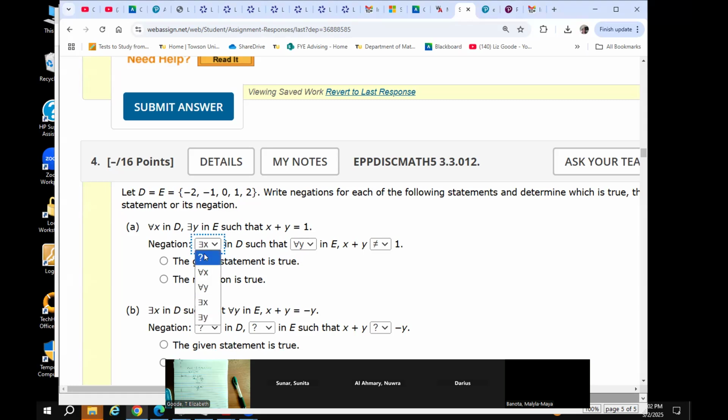There exists an x in D, namely x equals -2, such that for every y in E, doesn't matter which one of these you take for y, no matter which one you take, -2 plus that y is not 1. So the negation is true. Does that make sense? Yes.